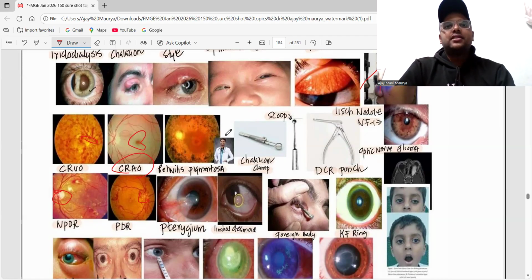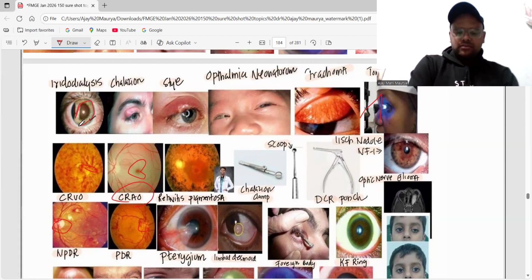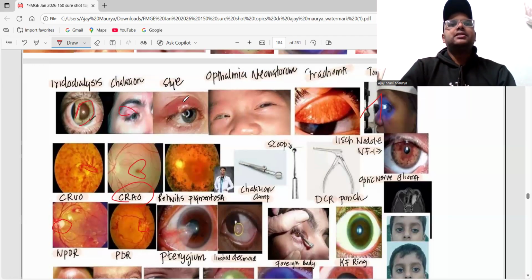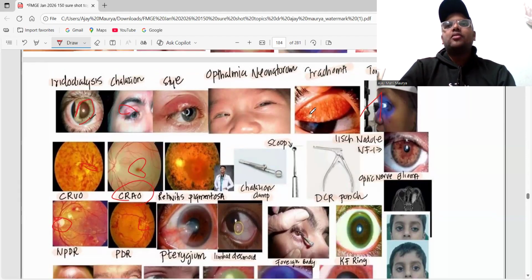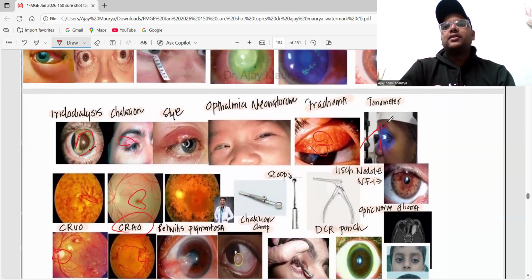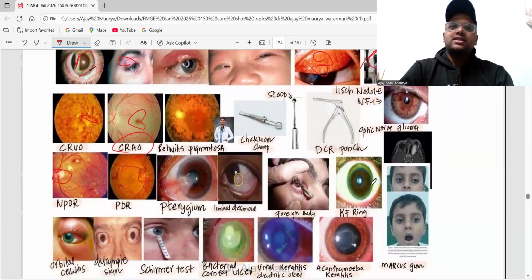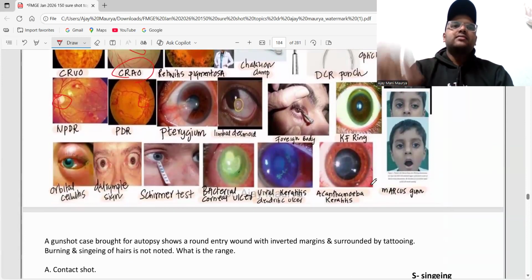Here we'll see the spicules. This is a chalazion clamp. This is iridodialysis, where the iris forms a D shape, most common during cataract surgery, but it's okay. Chalazion is painless, stye is painful. Ophthalmia neonatorum. Trachoma shows sago grains. This is a tonometer for checking intraocular pressure. Like this, there are many things here.